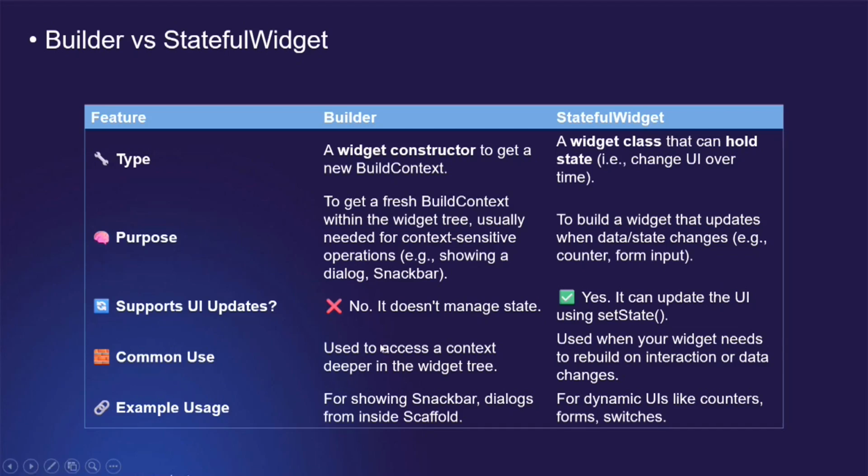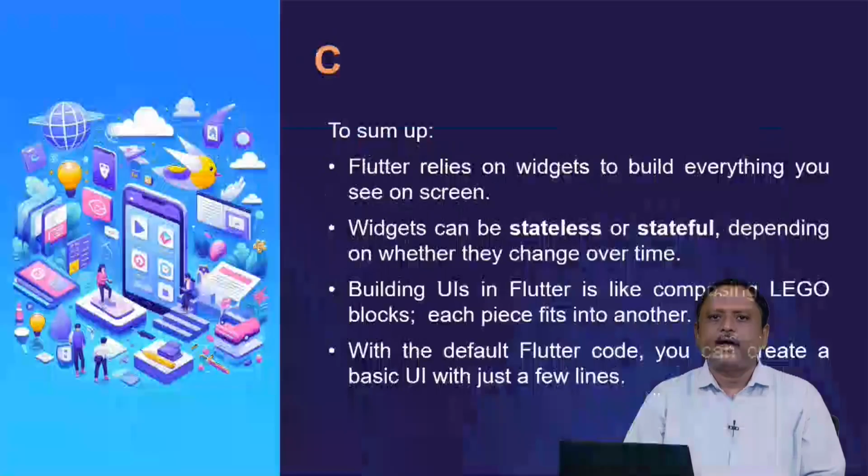Now what are the common uses of Builder? It is used to access context deeper in the widget tree, and a stateful widget is used when your widget needs to rebuild on interaction or data changes. Now let us understand example usage. Builder is used for showing a snack bar or dialog box from inside a Scaffold, and a stateful widget is used for dynamic user interfaces like counters, forms or switches. So this is the difference between Builder and stateful widget.